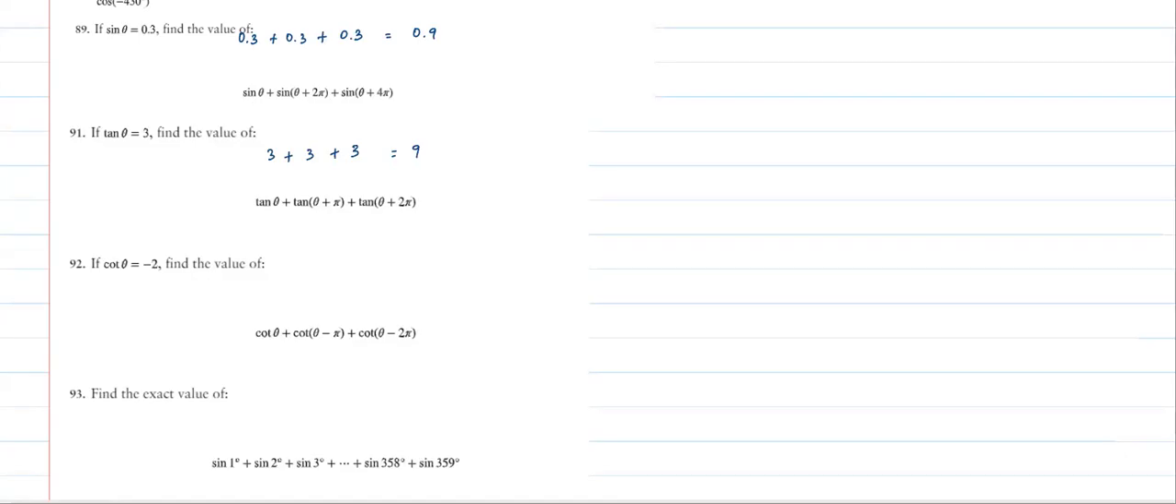So then cotangent is, so you see that whether you go pi in the forward or pi in the back, it's the same thing, right? So this is also going to be the same. So you're going to have -2 plus -2 plus -2.